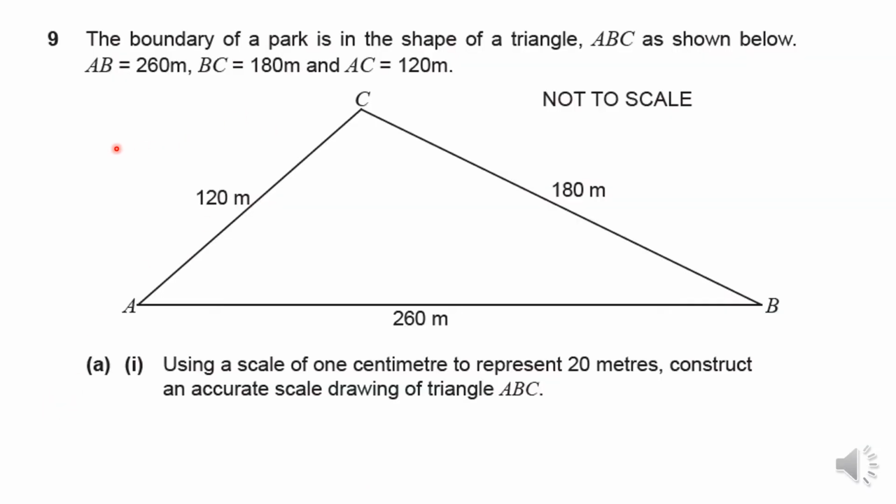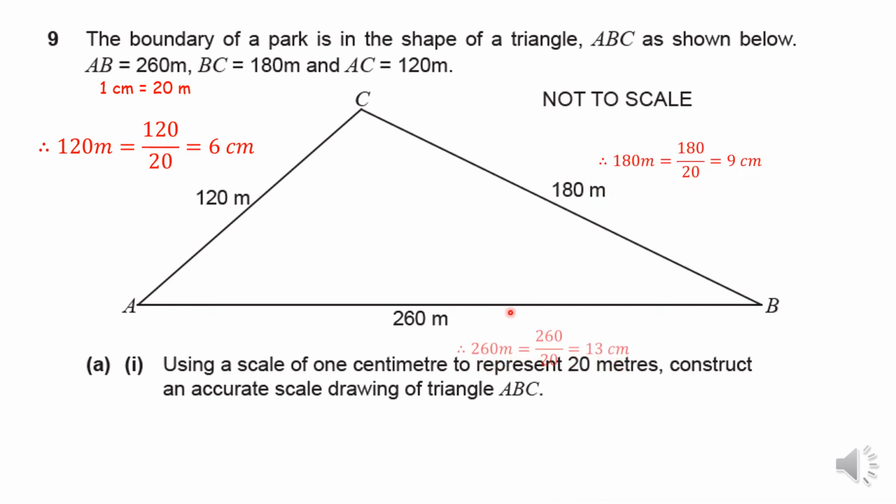Right, question 9: the boundary of a park is in the shape of a triangle, as you can see below. Now they are saying the scale is 1 centimeter represents 20 meters. So that means that 120 meters is going to be 6 centimeters here, if I convert it. And 180 meters is going to be 9 centimeters. And 260 meters is going to represent 13 centimeters, if I follow that scale, because I'm going to draw this particular triangle. So I'll show you on the next slide what I did.